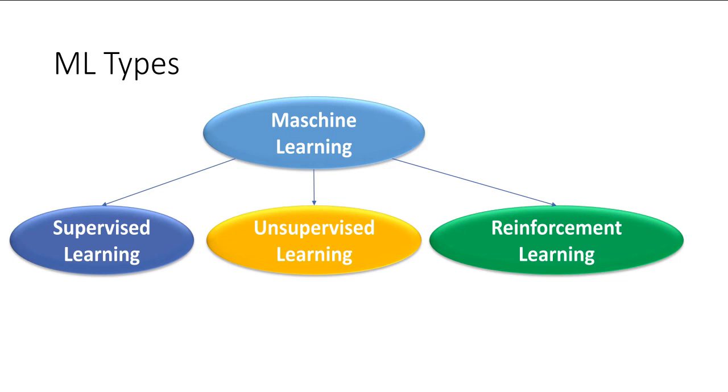So what are the basic machine learning types? There are three different majors in this. We have supervised learning, unsupervised learning and reinforcement learning, and we will check all of them.